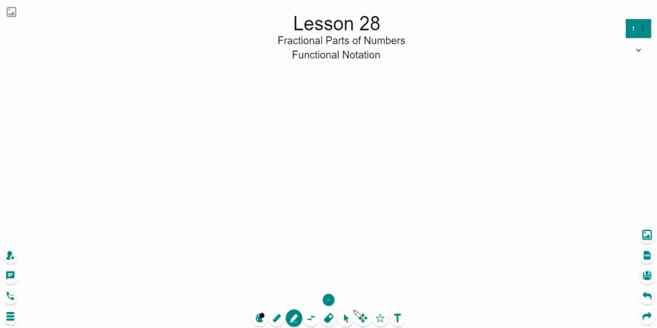Let's just begin with a word problem, and then we'll break it down. If they were to give us something that looked like this: what is 7/8 of 64? So the word problem is, what number is 7/8 of 64? That's the question. What number is 7/8 of 64?